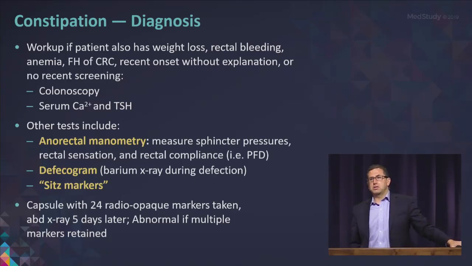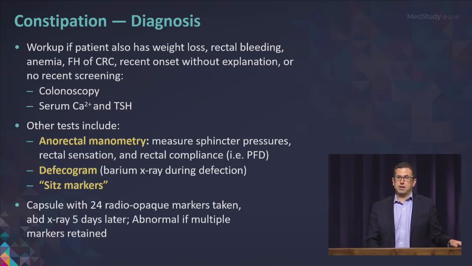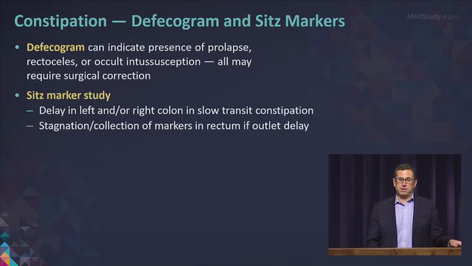rectoceles. And then there's the Sitz marker study, which is a capsule that people ingest, and it has about 24 markers in it. And the markers show up on an X-ray, so you could see where they collect in the colon. So if someone takes the Sitz marker pill and then a few days later you do an X-ray and there's nothing there, great, everything's being expelled. But if they're collecting in certain areas, it could kind of give you a hint as to what's going on.